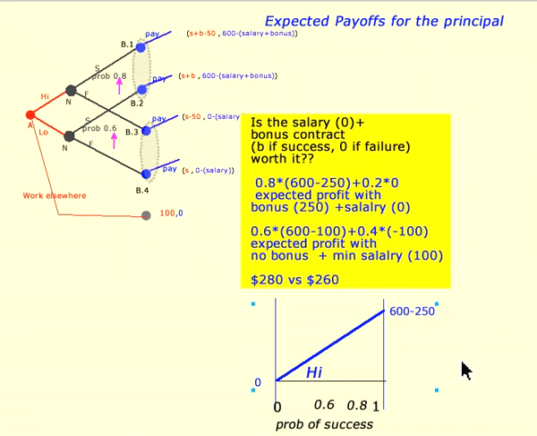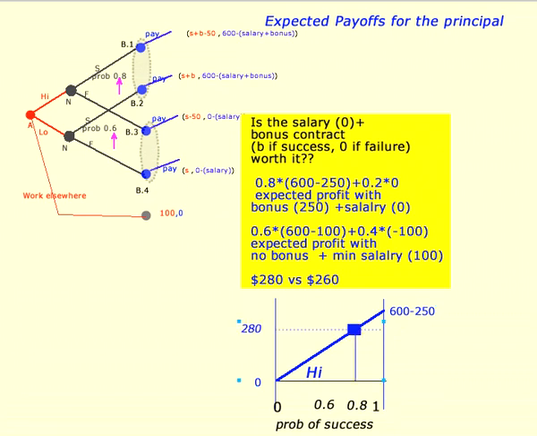Now remember, we have to pay the bonus of $250 and the salary of $0, and we get the revenues of $600. So this height up here would be $350. Down here, if the project's a failure, then we don't have to pay any bonus and we don't have any salary that we have to pay, so the profits are going to be 0. And along the line will be the expected profits, which will vary according to the probability of success.